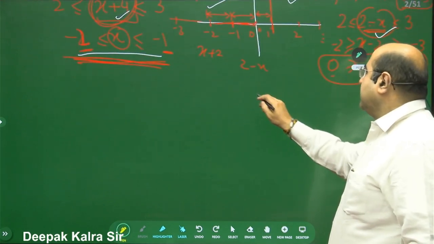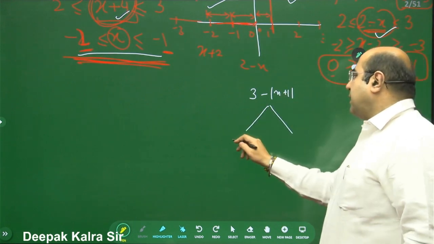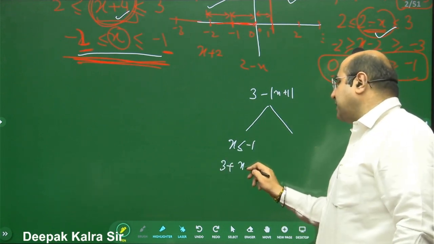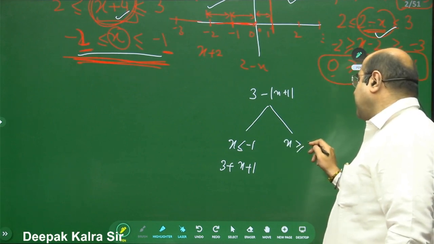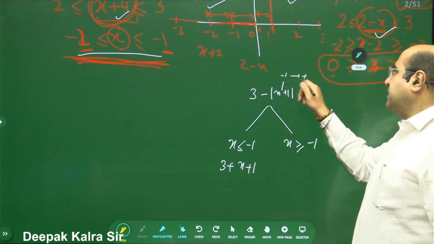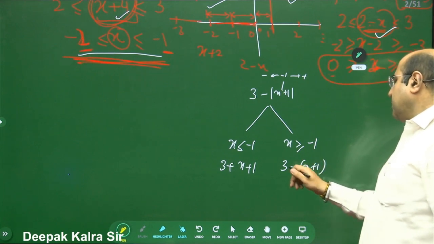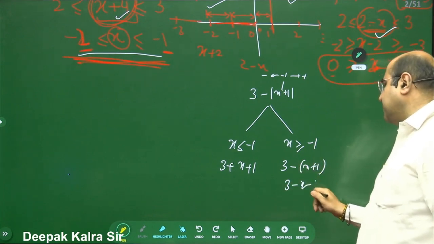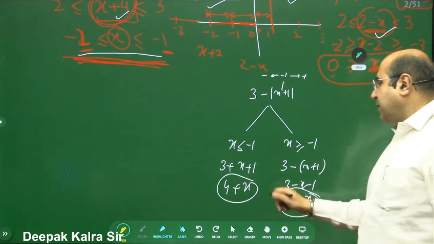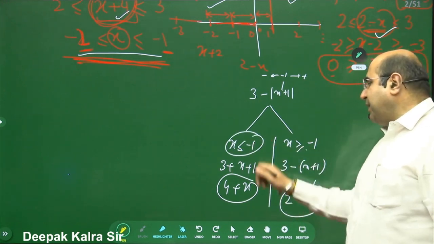So I have 3 minus mod x plus 1. If I break up this function, I know that if x is less than minus 1, it should look like 3 plus x plus 1. If I take x greater than or equal to minus 1, I should have, because above minus 1 it is positive and below minus 1 it is negative. Everyone understands? No. When you open it up, it becomes 3 minus x minus 1, which is 2 minus x at this place, and this becomes 4 plus x. I'm getting both the things. Above minus 1 it is 2 minus x, and below minus 1 it is 4 plus x.